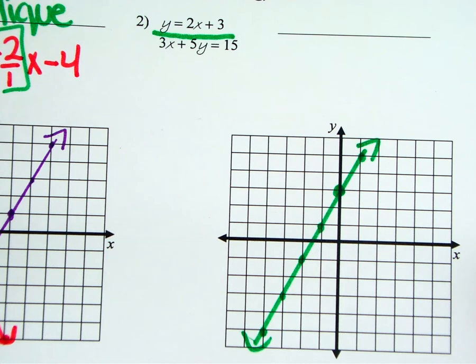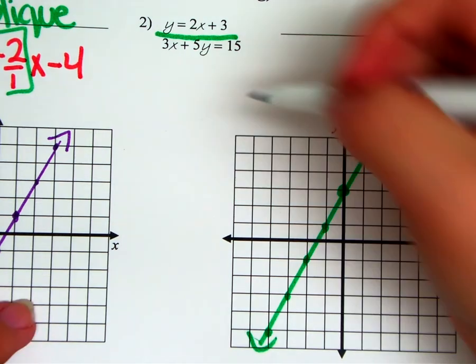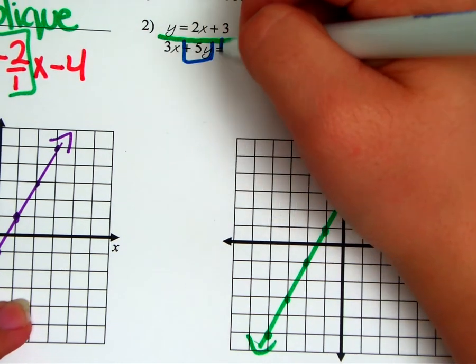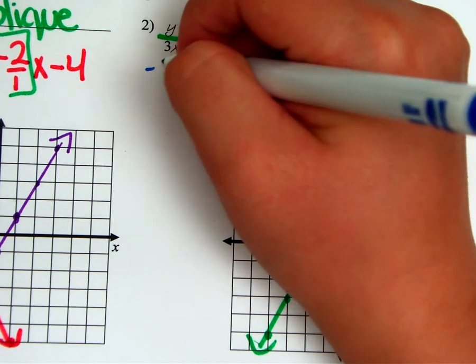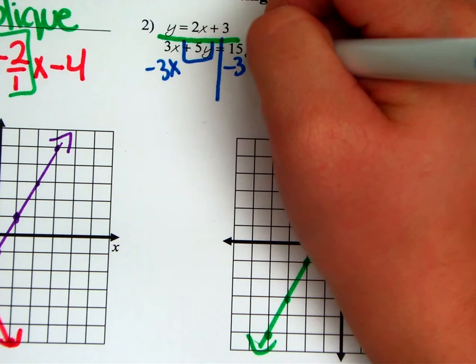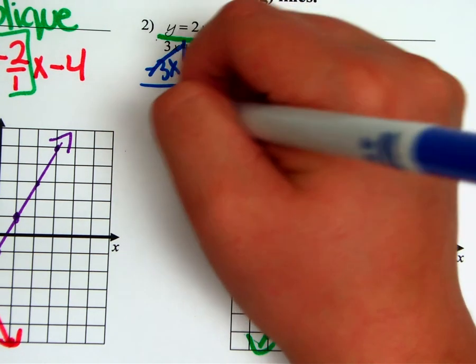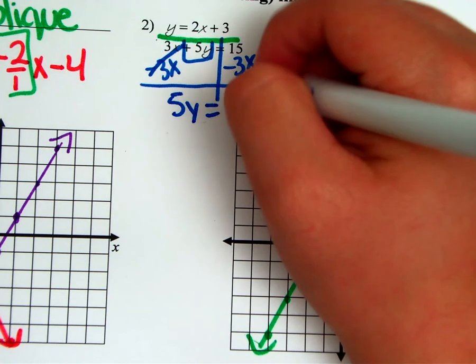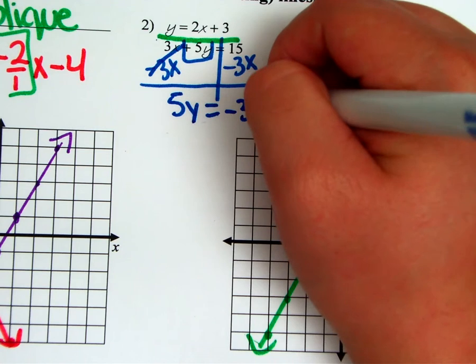Now let's do the other one. We notice that this equation is not solved for y for us, so we need to solve for y. The 5 is attached, so we need to get rid of that 3x first. So I'm going to subtract 3x on both sides. That goes away. So I have 5y is equal to, I cannot combine those two because the 15 does not have an x.